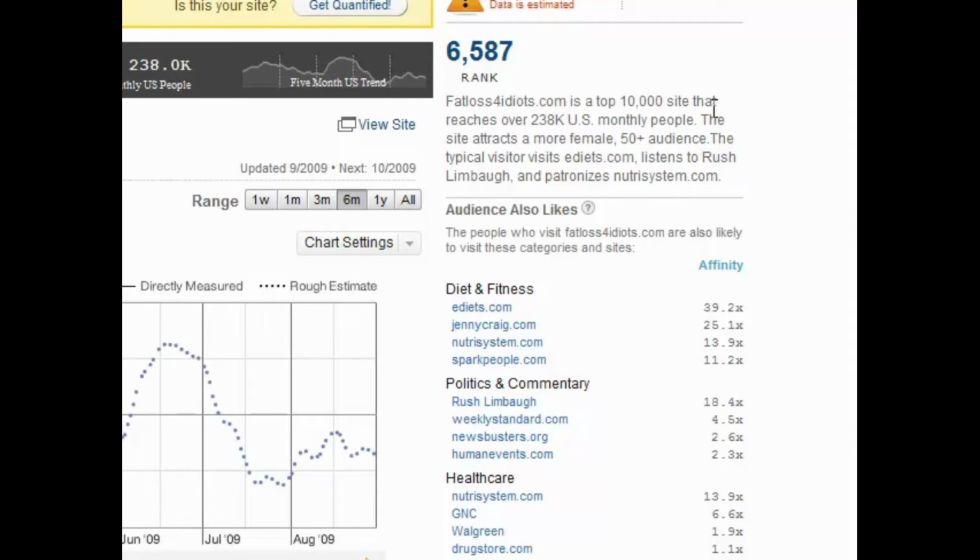FatLossForIdiots.com is a top 10,000 site that reaches over 238,000 people a month. The site attracts more female 50 plus audience.